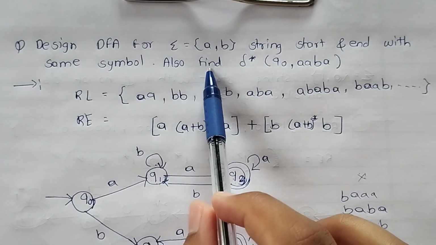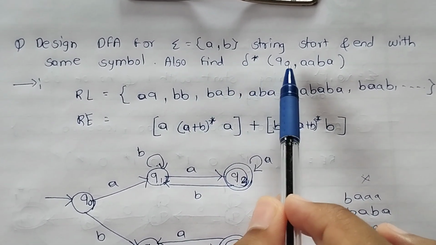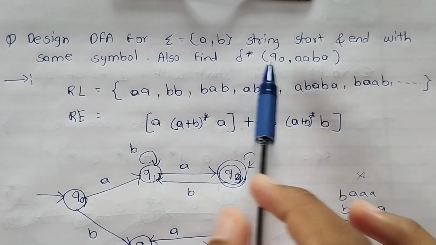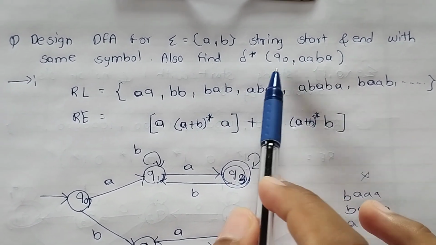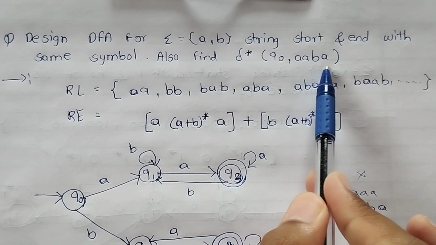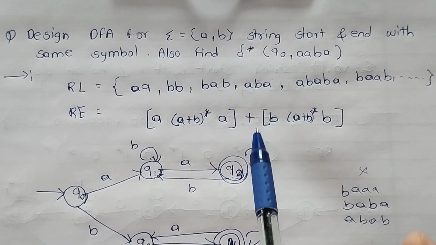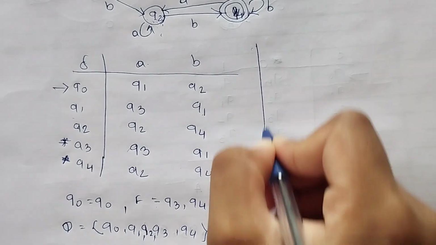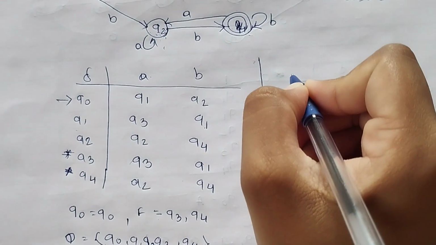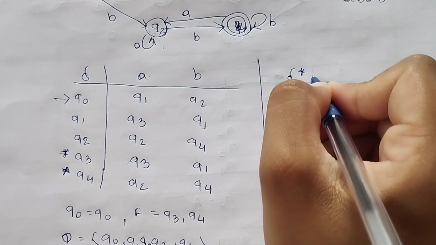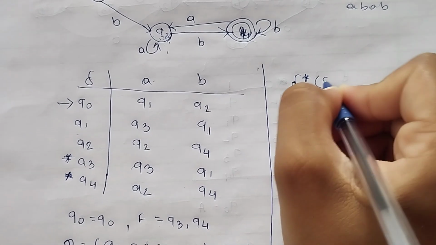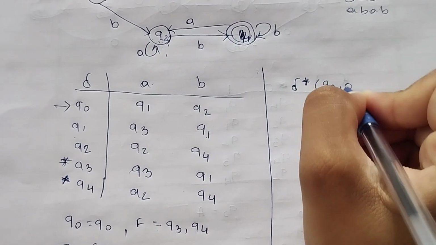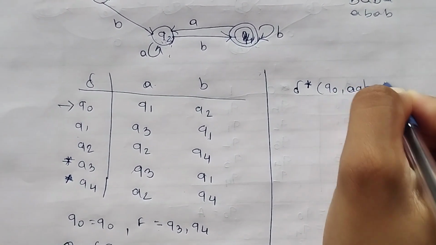Now we solve this. Find delta star Q0, a b a. This means we check whether this string is accepted or rejected by the DFA. So let's check. So the string is delta star Q0, a b a.